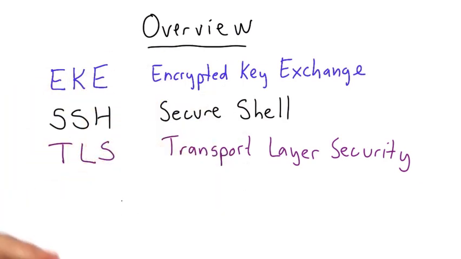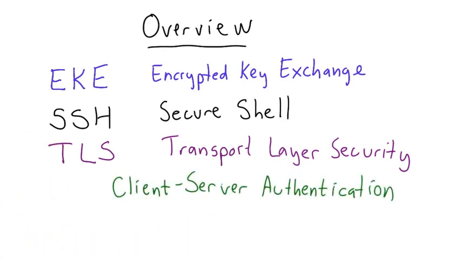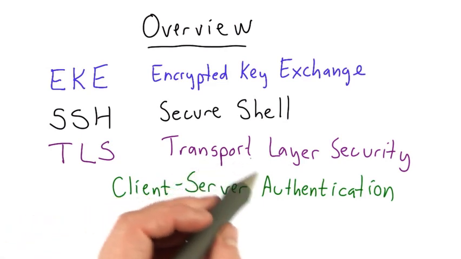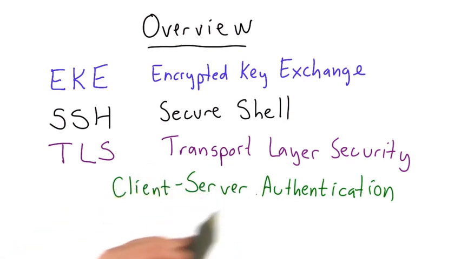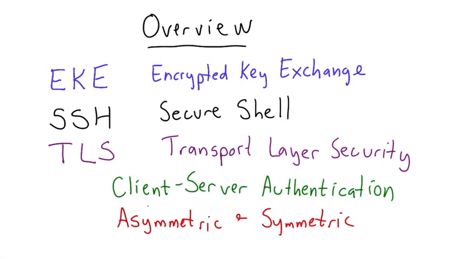All of these have some things in common. They all have the goal of authenticating a client and a server. This could be in either direction or in both directions. It could be to allow a client to know that they're talking to the right server. It could be to allow a server to know that they're talking to the right client. It could be to mutually authenticate both parties. And they all involve a mix of asymmetric and symmetric techniques.